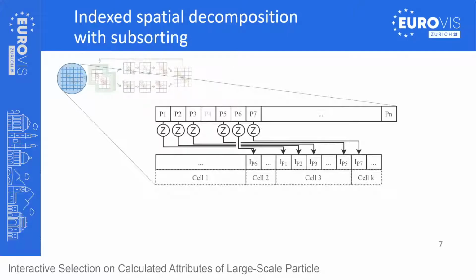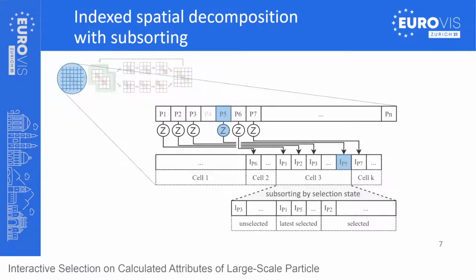The grid structure is created once during this setup phase. It sorts the particles' indexes into the cells by applying a Z-curve hash. In our example, particle 5's position is hashed and results in its index being put into the cell 3. As we only require all particles being found by cell, the order within the cell is not relevant to store this information. We use this opportunity to subsort the particles' indexes in a cell by their selection states.